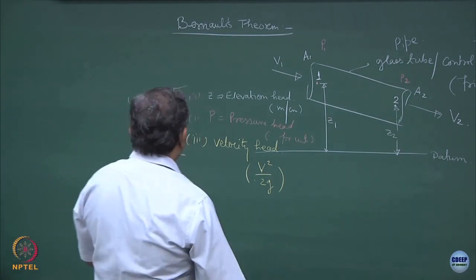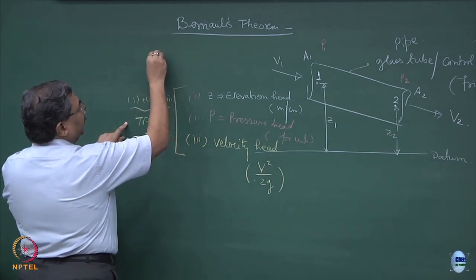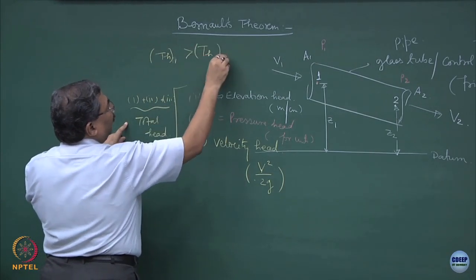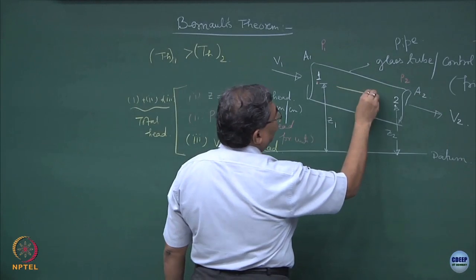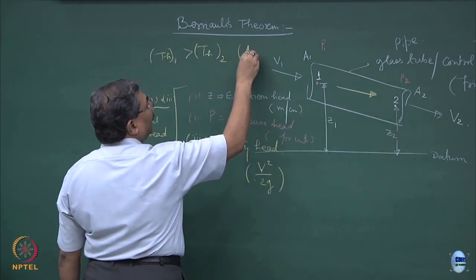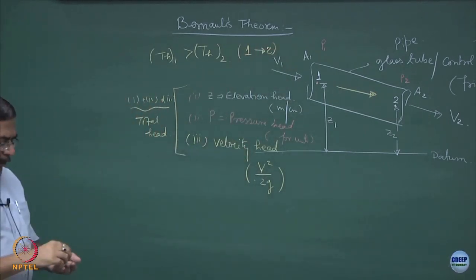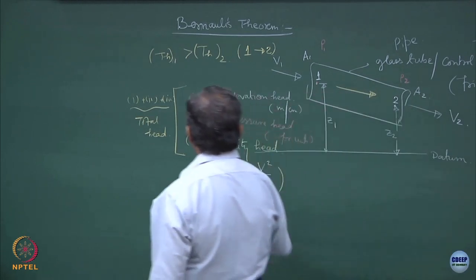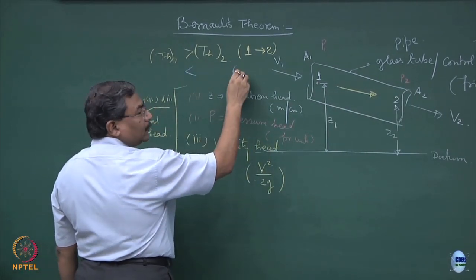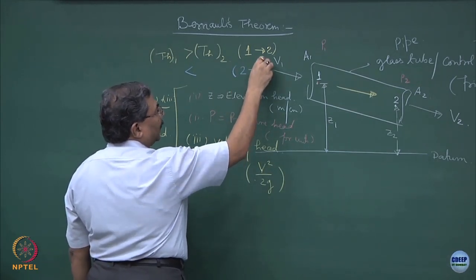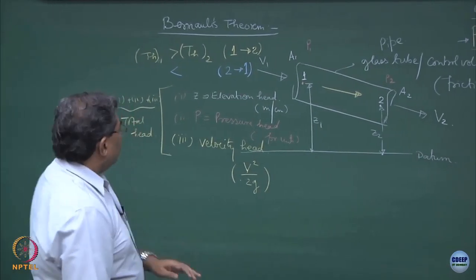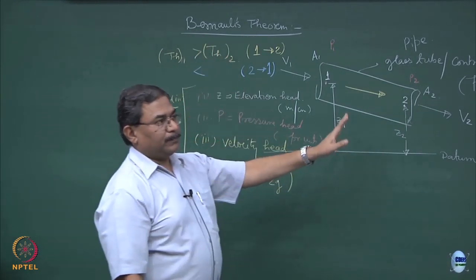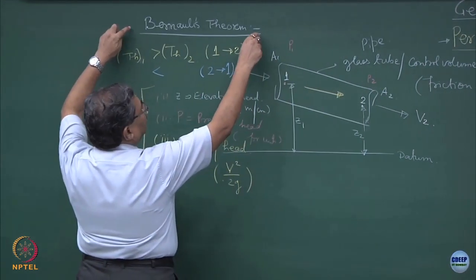All right. So, if I say that the total head, TH, at point 1 is greater than total head at point 2, the direction of the flow is going to be from 1 to 2. Is this okay? However, if I reverse the situation and say that TH2 is greater than TH1, the flow is going to get reversed, it will be from 2 to 1. So, what we are trying to analyze from here is a situation where we can establish the direction of the flow in a glass tube. Is this all right? This is nothing but your Bernoulli's theorem.